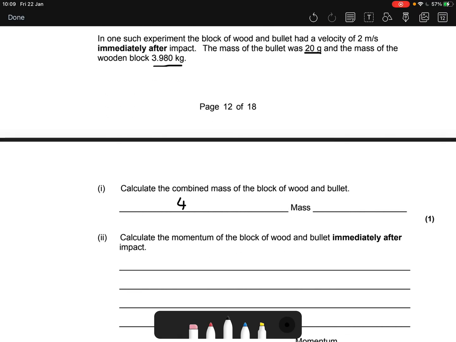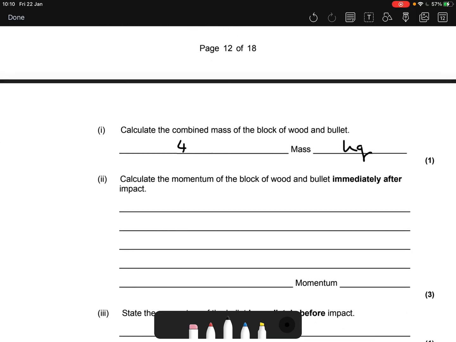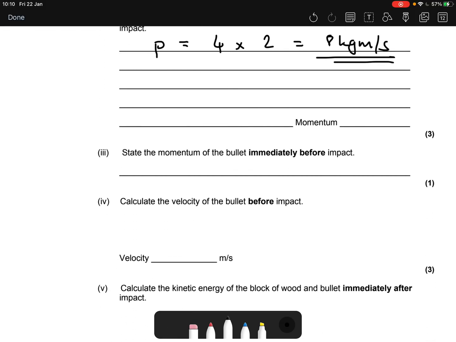Which is the first question. Oh, okay. So it is 4 kilograms. Calculate the momentum immediately after the impact. So I've got momentum is equal to mass, which is 4, times velocity, which is 2, so 8 kilogram meters per second. State the momentum of the bullet immediately before the impact. It's going to have to be the same number because it's the only thing that's moving. Calculate the velocity of the bullet before the impact.